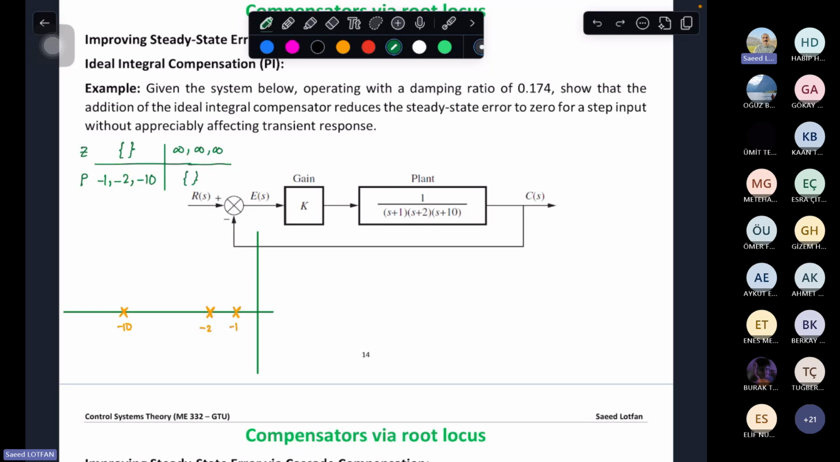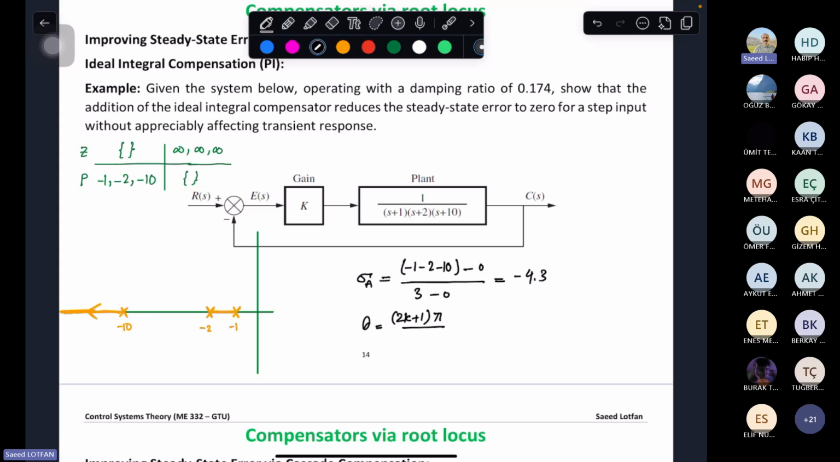So here is the root locus, and this part is root locus. This is definitely going to infinity. What are the sigma values? Because I have infinite zeros, I have to find sigma A. Sigma A is (-1 -2 -10 - 0) over (3 - 0), which is equal to -13 over 3, or -4.3, and theta is (2k+1)π over (3 - 0). So it's like π/3, π and -π/3. So at -4.3, I have the asymptotes with 60 degrees.